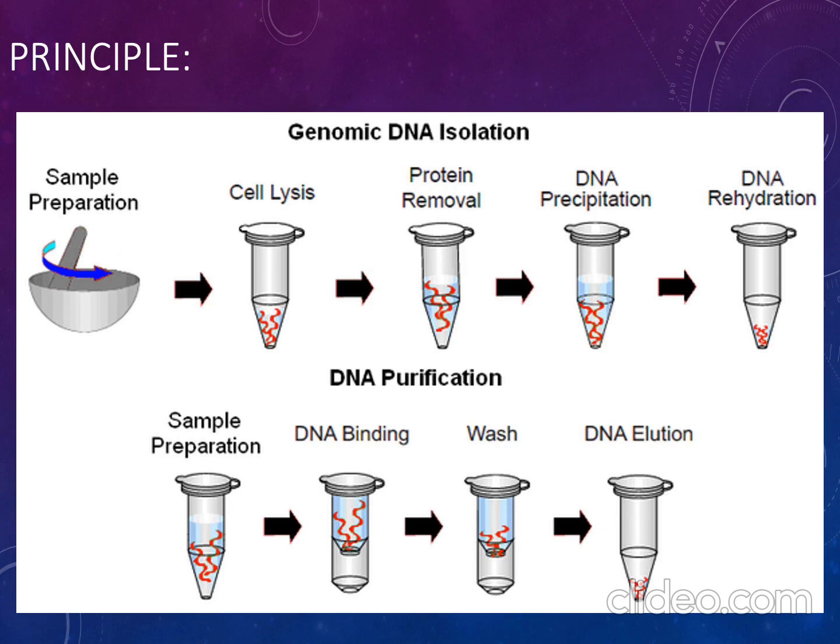Supernatant is discarded except for the DNA pellet, which remains stuck to the walls of the Eppendorf. Pellet is then suspended either in slightly alkaline solution, mostly TE buffer, or ultra pure water for subsequent DNA experimentation. Here, first the sample preparation is done.